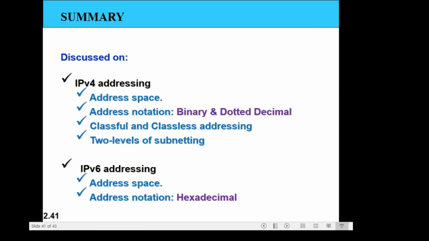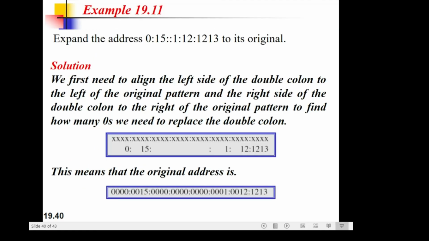So in addressing, we already learned about IPv4 and IPv6. In IPv6, it uses the hexadecimal notation. In IPv4, usually we use the decimal notation. Hopefully everyone should know how to differentiate between IPv4 and IPv6, and know how to write the hexadecimal notation, abbreviate the original IPv6, and expand the abbreviated IPv6 address to the original address.